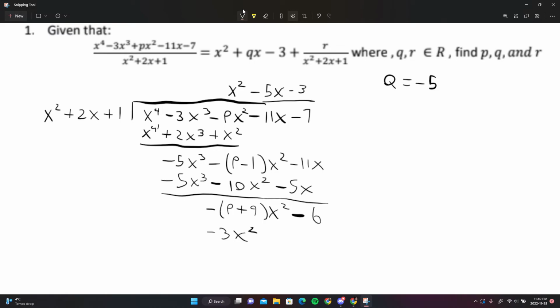And this can actually give us the value of p as well, because as you could see from here and here, the first terms, every time we do this step in long division, are identical, right? So we want p plus 9 to actually equal negative 3. And what plus 9 makes negative 3? Spoiler alert, it's negative 12. So negative 12 plus 9 is equal to negative 3, essentially. And yeah, that's how you find p.